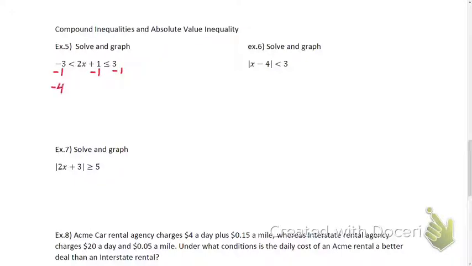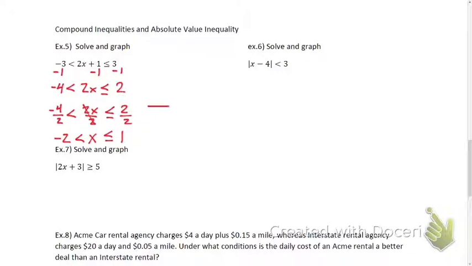So now we have -4 and 2. Last step, I want to divide by 2. And then we're done. I didn't divide by a negative, so I didn't have to flip anything. If I did divide by a negative, I'd have to flip both symbols. Our graph looks something like this.